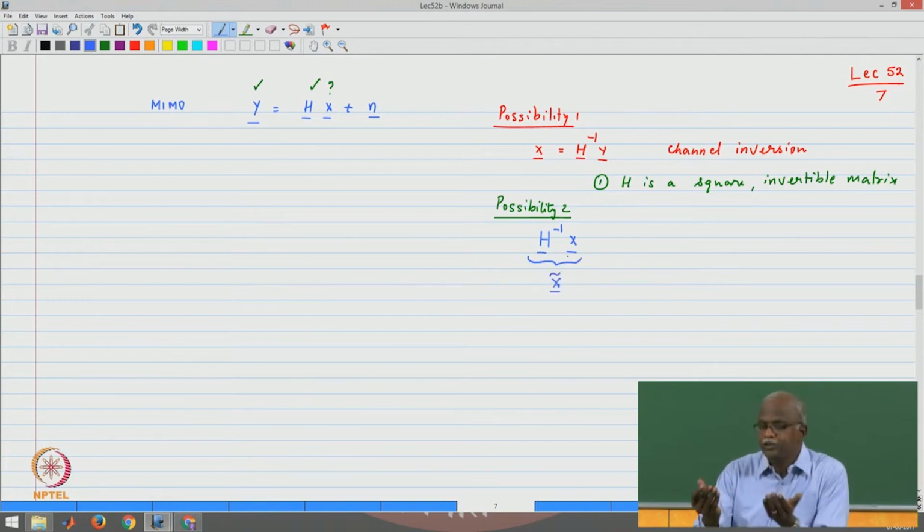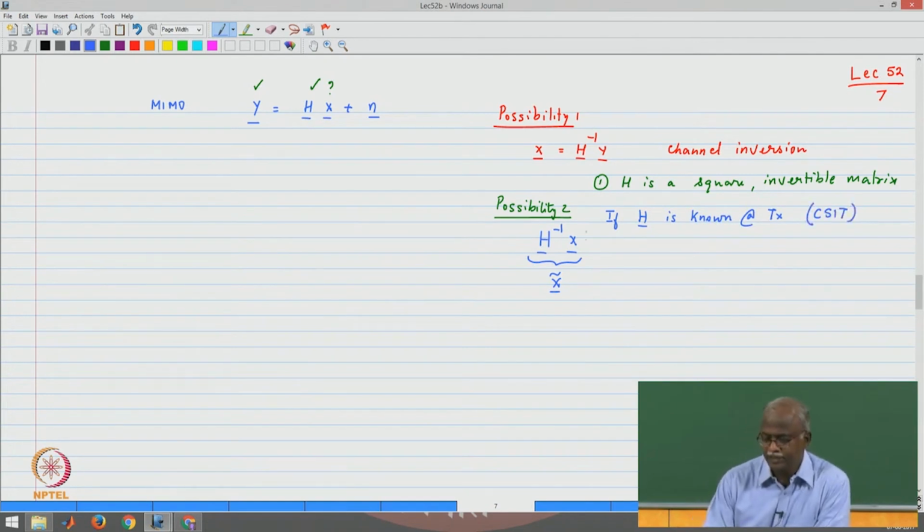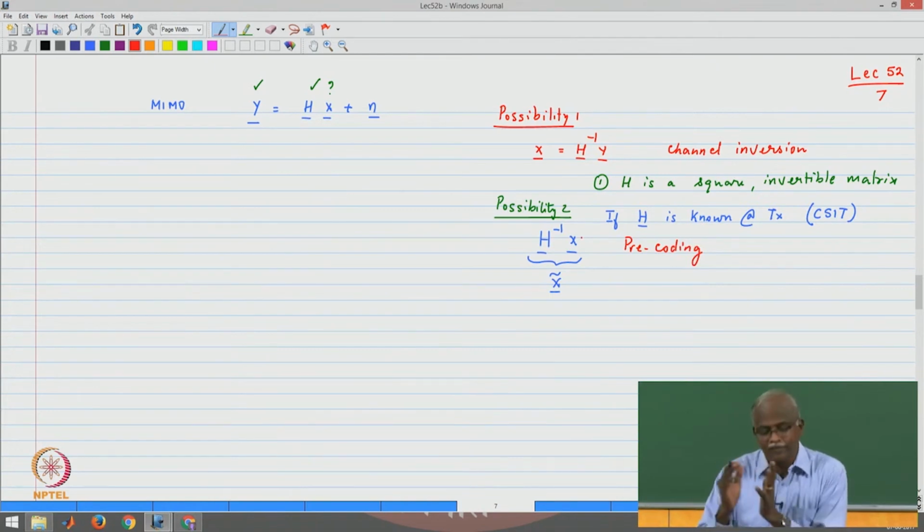Again, this introduces a way of thinking. So, if h is known at the transmitter, and this is what we refer to as CSIT, channel state information at the transmitter, then we can do a pre-coding option. This is what we refer to as pre-coding. Pre-coding is something that is done at the transmitter with the knowledge of the transmission channel. So, we do h inverse times x, and we call that x tilde.